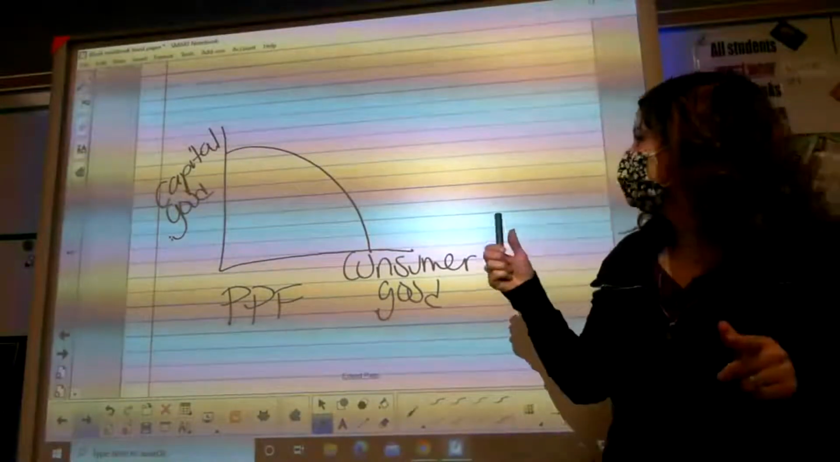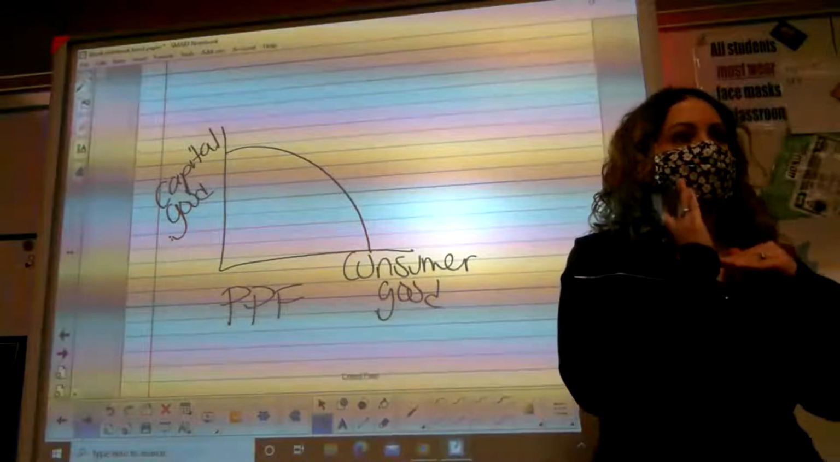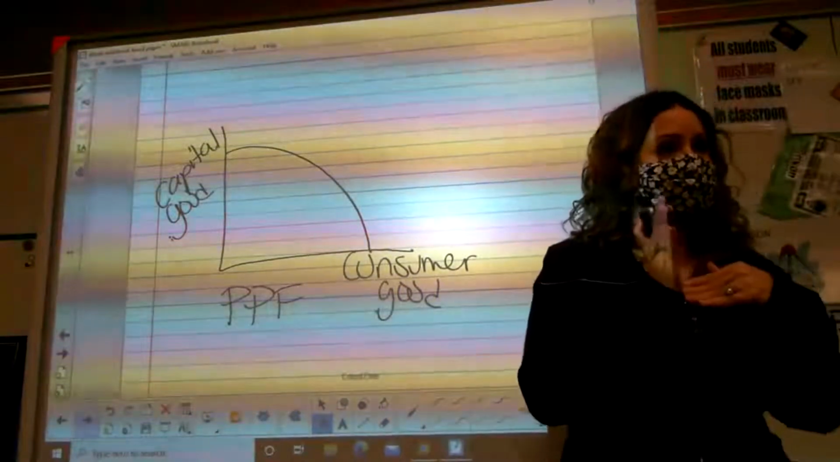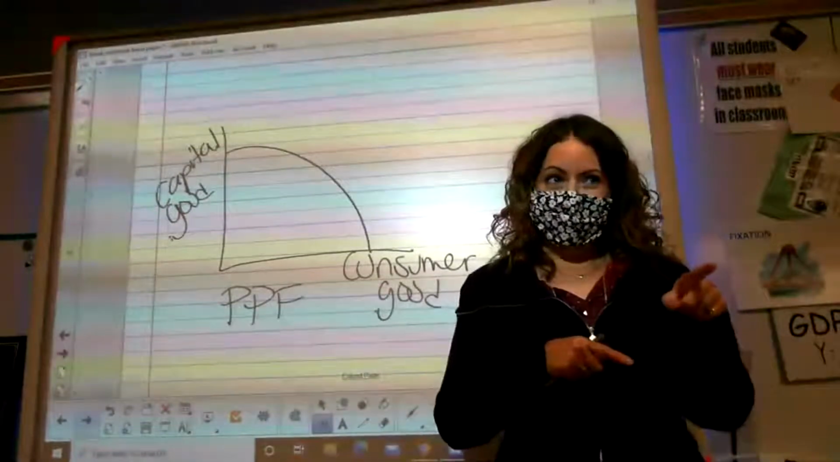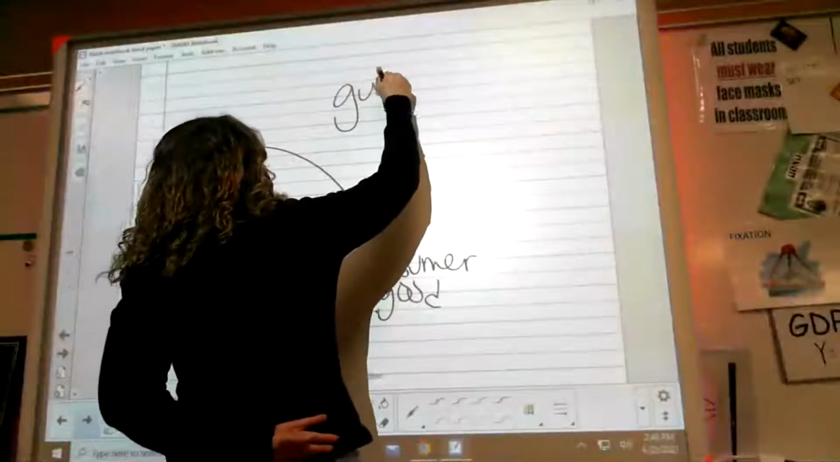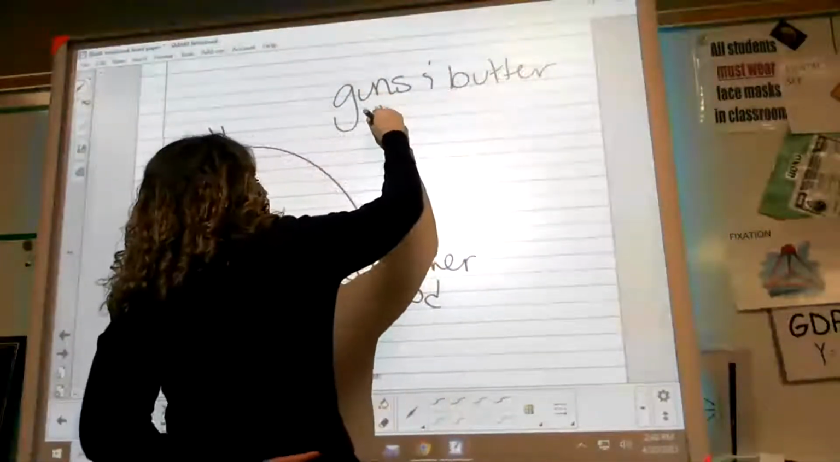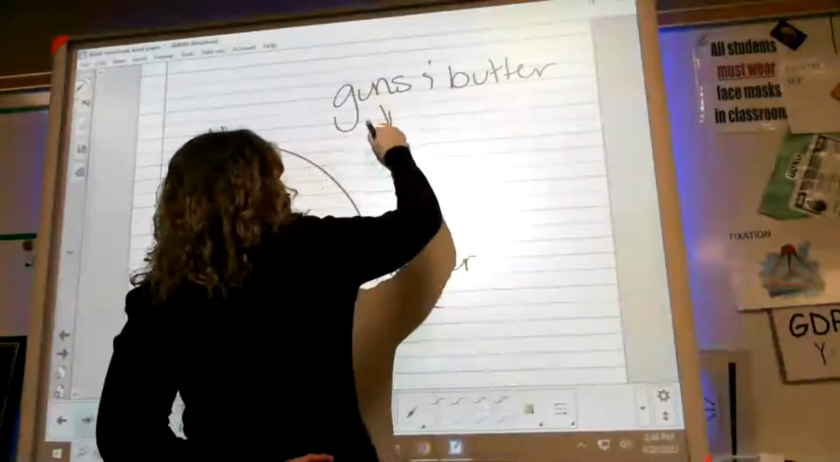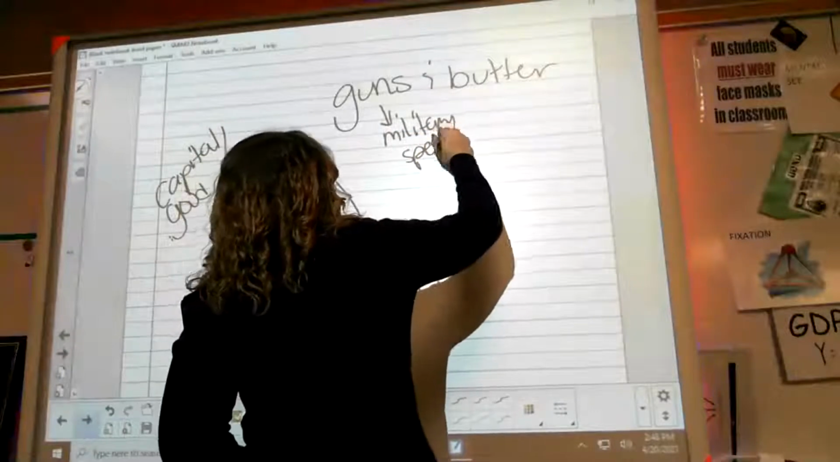Does anyone remember the other PPF curve that we talked about? One day it was between military spending and domestic spending. The bread and butter? Close. Not bread and butter. Guns and butter. Guns and butter. So if you see this term, guns and butter, that is a classic PPF curve representing government choices between military spending and domestic spending.